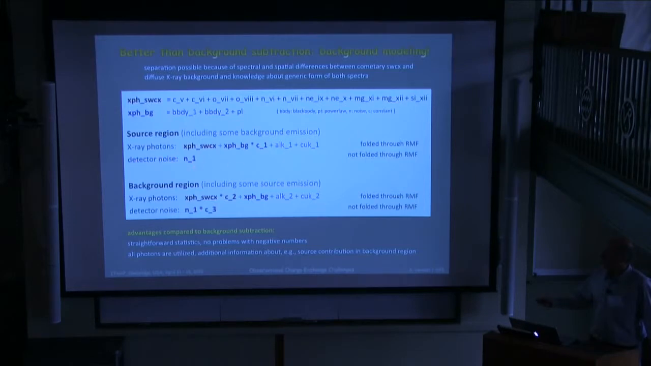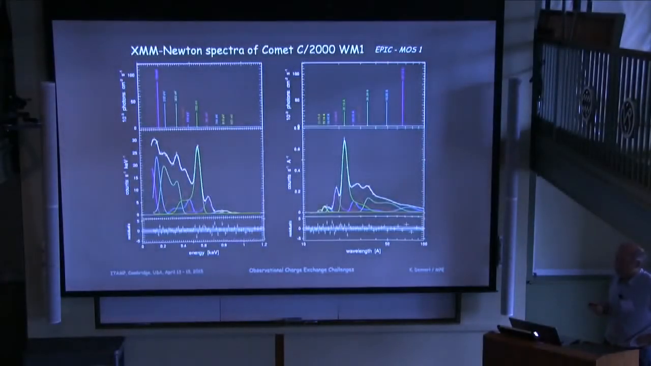In addition to that, all these effects which should not be folded through the RMF can be treated in an independent way as detector noise. Detector noise, for example, can be approximated by filter wheel closed data and then appropriately scaled. Again, in a similar way, you have the same model and you just scale it. In this way, if it works, it has many advantages. Statistics is straightforward. We don't have problems with negative numbers. All photons are utilized. And we get, as a bonus, additional information about, for example, the source contribution in the background region.